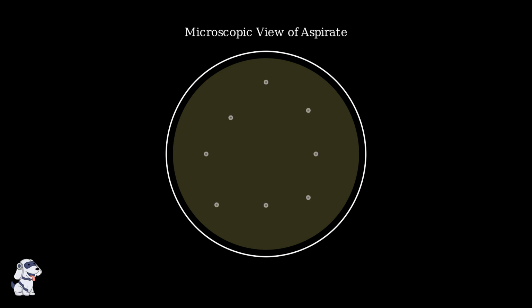The key finding in aspirate examination is the presence of trophozoites. These are the active, motile forms of Entamoeba histolytica that have invaded the liver tissue and caused the abscess. Each trophozoite shows characteristic features, a distinct nucleus and extending pseudopodia, which are the finger-like projections used for movement and feeding. These features help confirm the diagnosis.